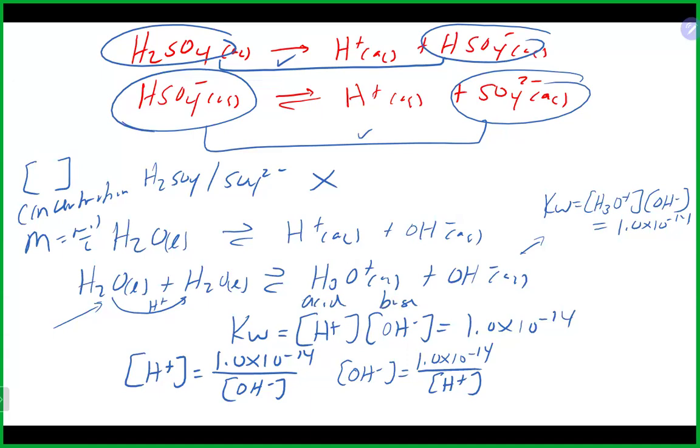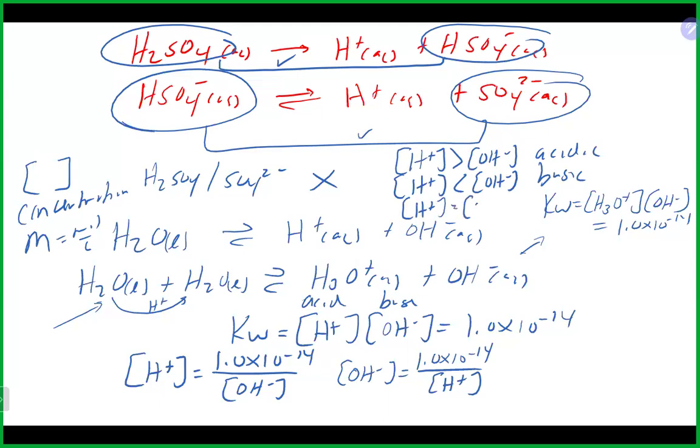So once you calculate those, you can compare them. If the H plus concentration is larger than the OH minus, then you have an acidic solution. If the H plus concentration is lower than the OH minus, or the OH minus is bigger, you will have a basic solution. And if they equal each other, they will each equal 1 times 10 to the minus 7, which will be neutral in that case.